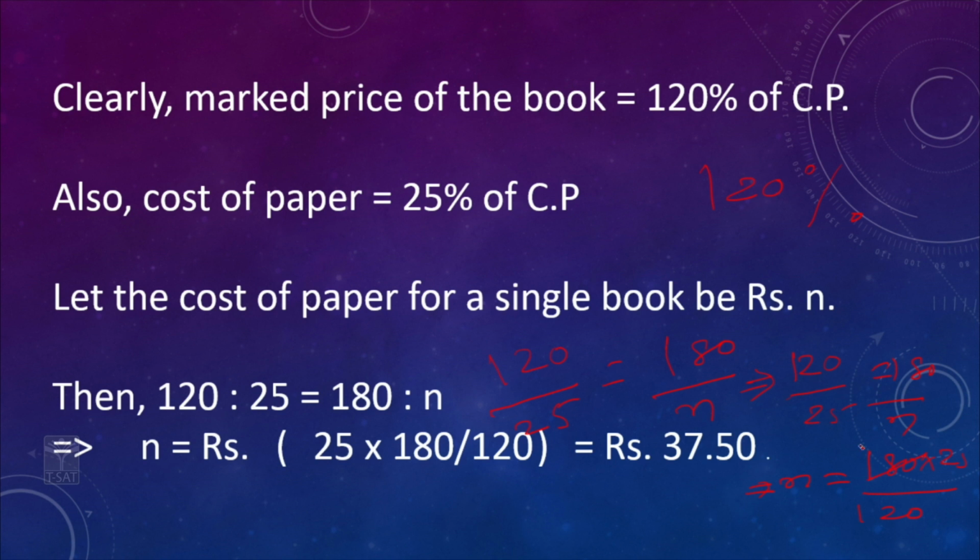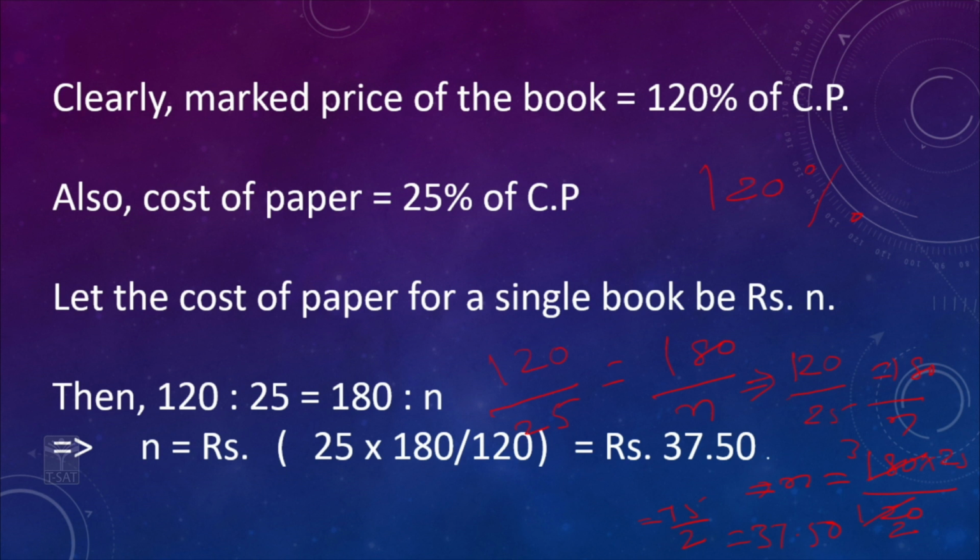So, 6 2s are 12, 6 3s are 18, 6 2s are 12, means here simply we will get 75 by 2, means 37 rupees 50 paisa. So, simply you can say the cost of the paper for a single book is 37 rupees 50 paisa. So, this is very important. Like the integration of arithmetic and data analysis will come in the examination, you have to follow very clearly.